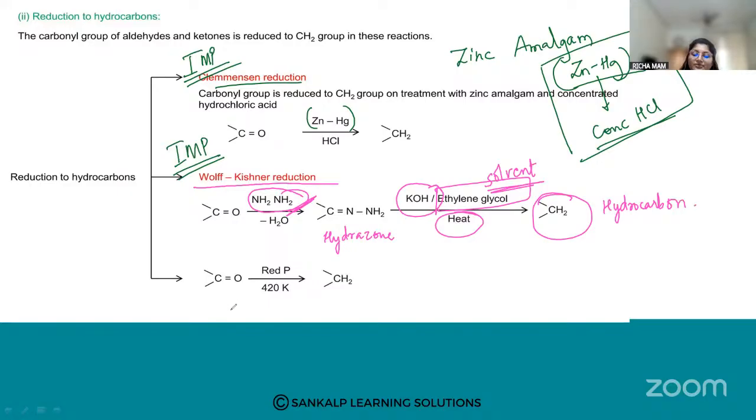Again, one more reaction we can make use of: the carbonyl compound heated with red phosphorus at 420 Kelvin. I'm going to get a hydrocarbon.